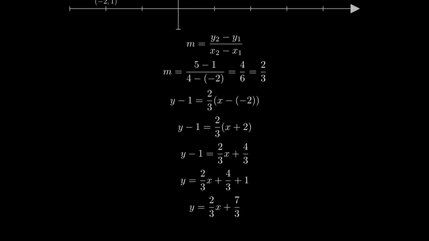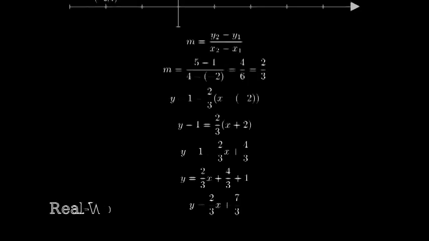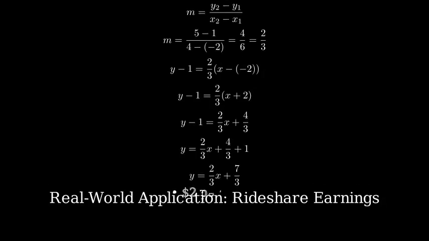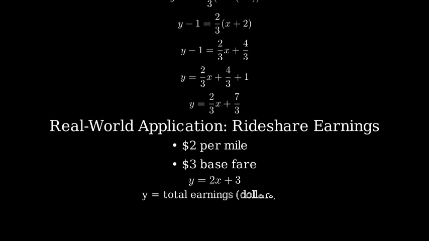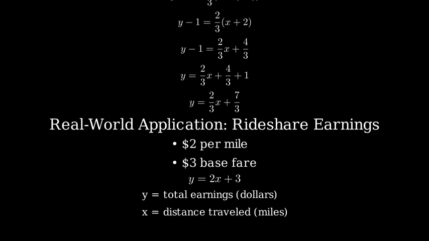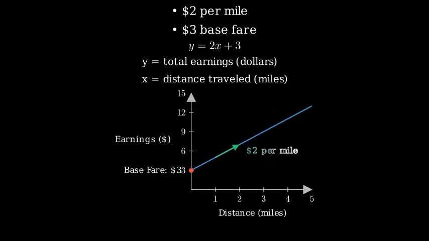Let's see a real-world application of linear equations. Imagine you're a rideshare driver. Your earnings depend on the distance traveled. You make $2 per mile, and there's a base fare of $3. We can model this with the equation y equals 2x plus 3, where y is your total earnings in dollars and x is the distance traveled in miles. This is in slope-intercept form, where the slope 2 represents the $2 per mile and the y-intercept 3 represents the $3 base fare.